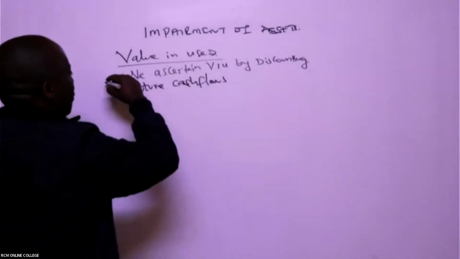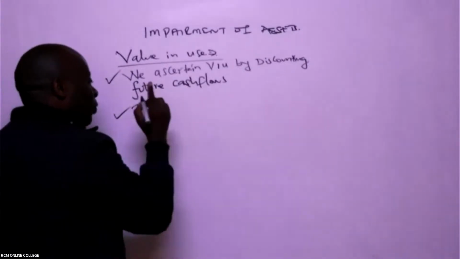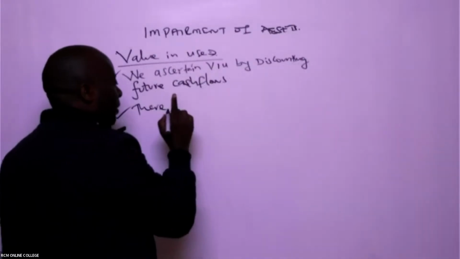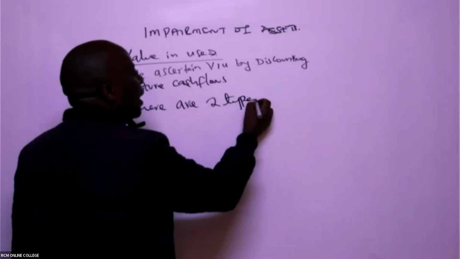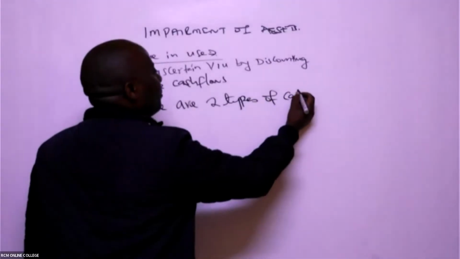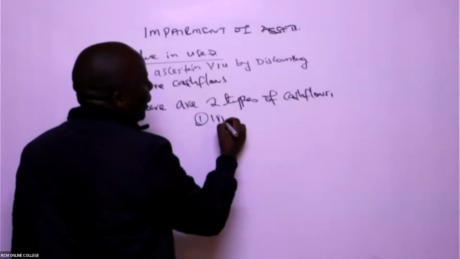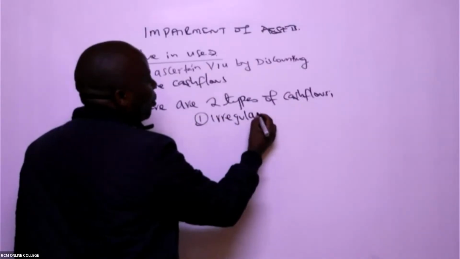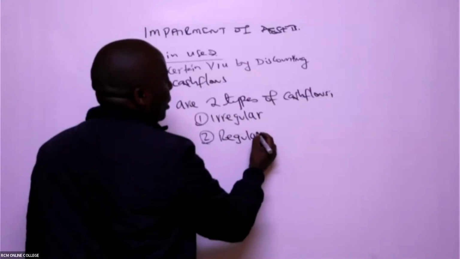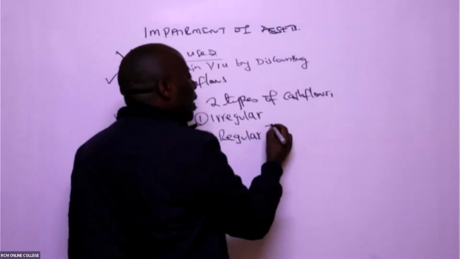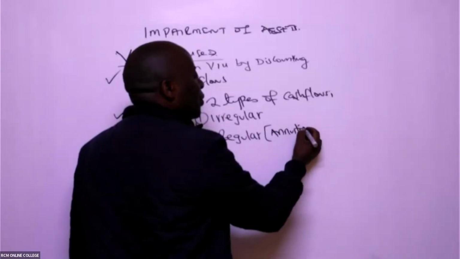Remember that there are two types of cash flows. Do you remember them from your LMS video, Learning Management System video? There are two types of cash flows. We have in this case what we call irregular, and then number two, we have what we call the regular. These regular are also the ones we call annuities.